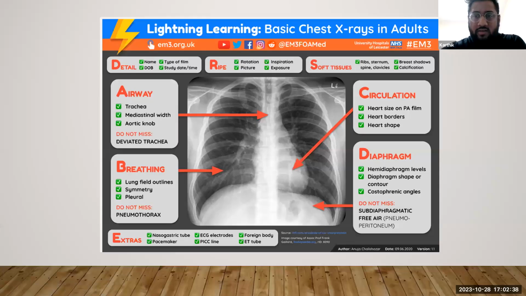Okay. So if you want a systematic approach on how to read a chest x-ray, I think this diagram best describes how to do it. So just so that you don't miss anything, we normally go airway, breathing, circulation, and diaphragm, and we look at the individual structures and approach the chest x-ray in a systematic order.